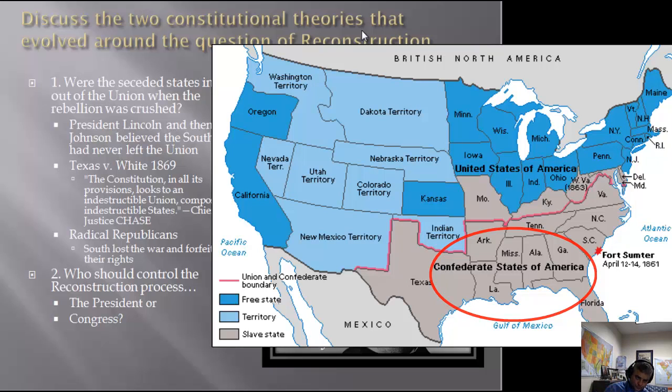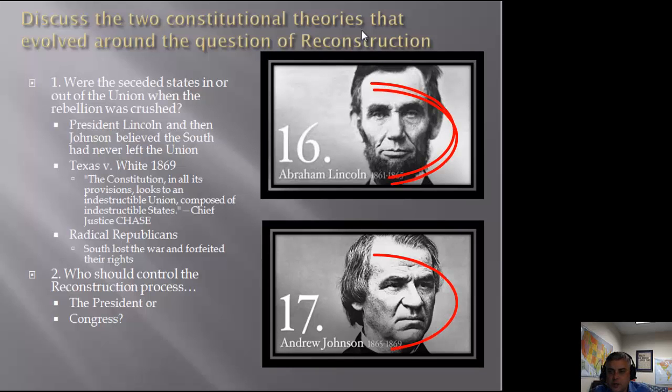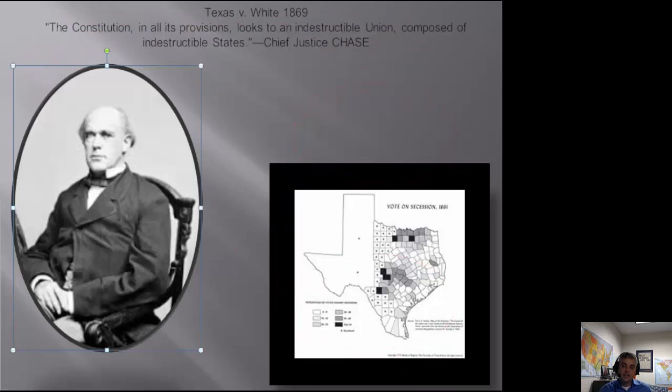So with that said, looking at the first learning objective, we want to look at the two constitutional theories that revolved around the question of Reconstruction. So Reconstruction had been the subject of discussion in the North since the beginning of the war, basically what to do with the South once this war is won. And as usual, the discussion took place on the plane of constitutional theory.